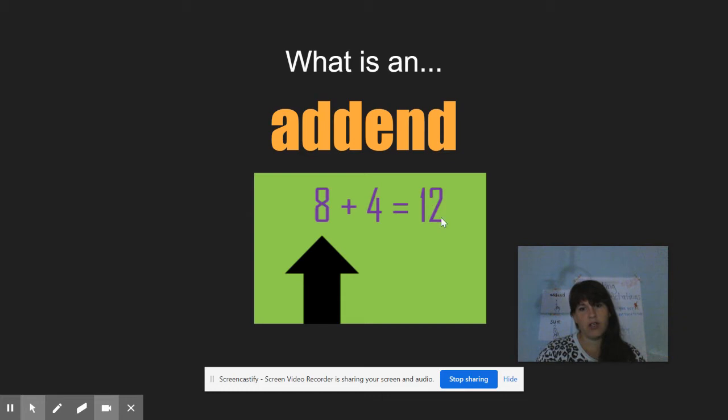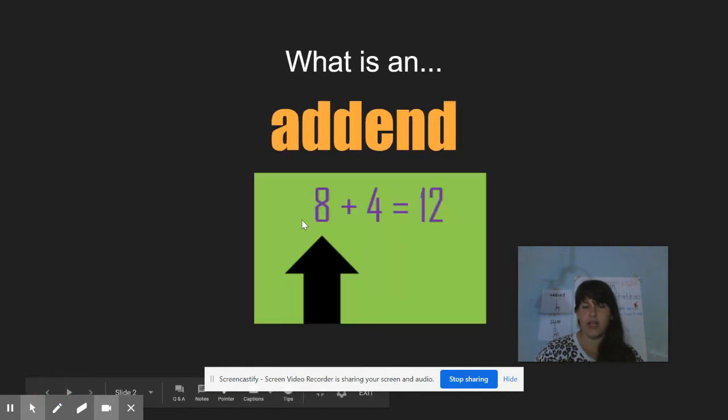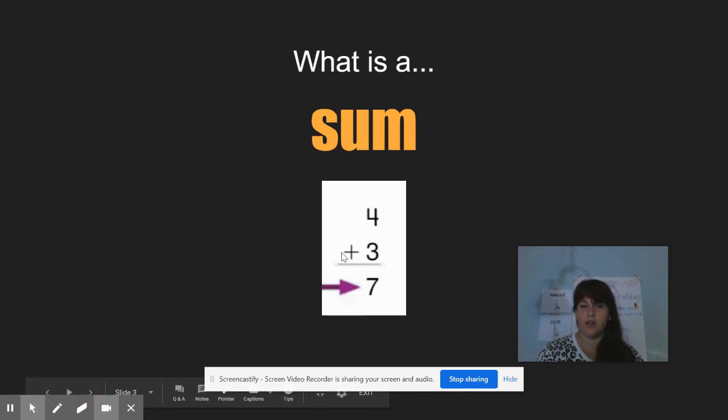This number 12 over here has no numbers added to it, so it can't be an addend, but it can be our sum, and the sum is just the answer. I showed this in an up and down equation, or vertical equation, where the answer is right below. So this 4 and this 3 are the addends because they are being added together, and 7 is our answer, or sum. If you go back to our previous slide, this would be our sum because it is our answer. And on the slide we were just on, these two numbers are being added together, so those are our addends.